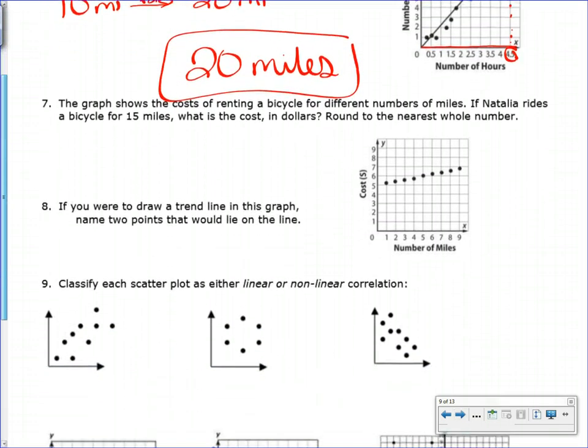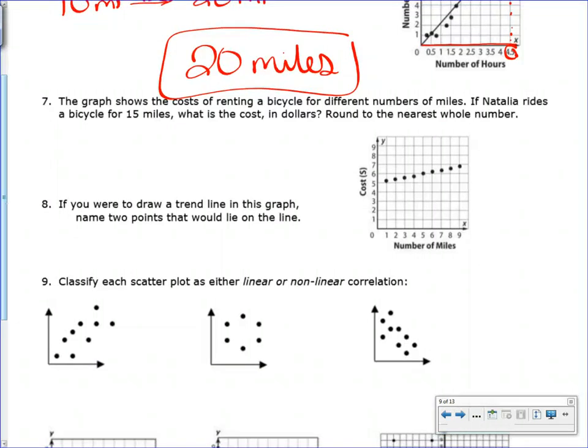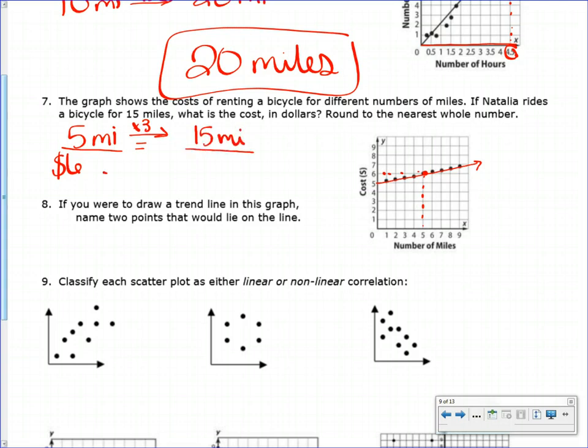Number 7. The graph shows the cost of making a bicycle for different numbers of miles. If Natalia rides a bicycle for 15 miles, what is the cost in dollars? So this problem is exactly like the one before. We're going to draw our trend line. Okay. Find a point on your line so that you can set up a proportion. So at 5 miles, we know it costs $6. So 5 into 15, well, that goes in 3 times. So for 15 miles, we would do 6 times 3, and we get $18.